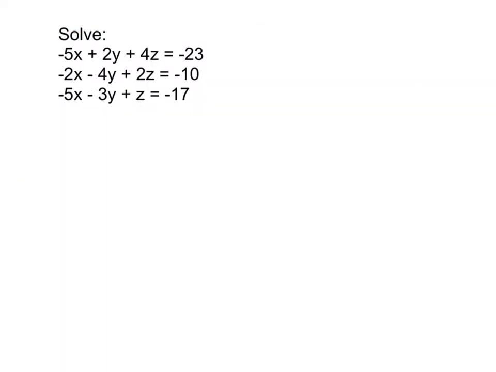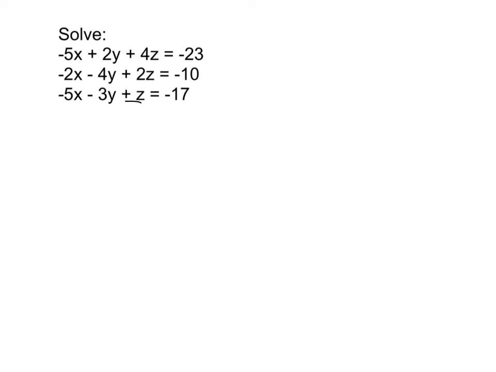Alright, so we have -5x plus 2y plus 4z equals -23. -2x minus 4y plus 2z equals -10. And -5x minus 3y plus z equals -17. Okay, now here there's not a real obvious choice of which variable to eliminate first, necessarily. To me, if I have a coefficient of 1, just like when we did 2 by 2 elimination, that's usually going to be where I start. So I see that I have right here my plus z.